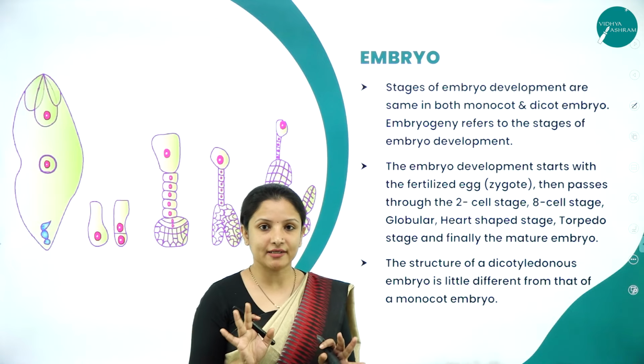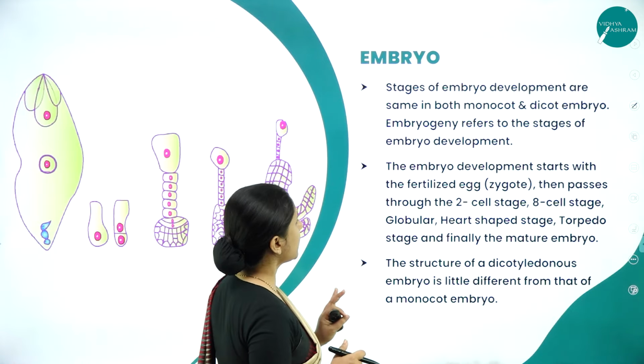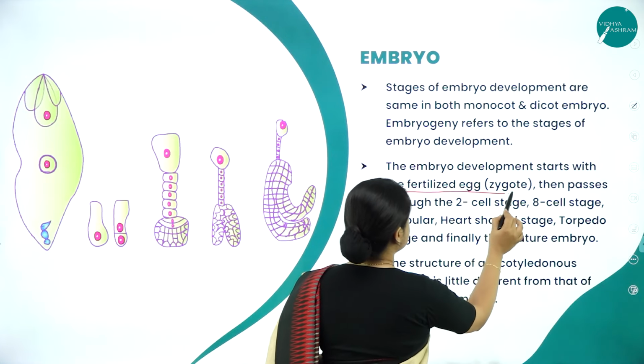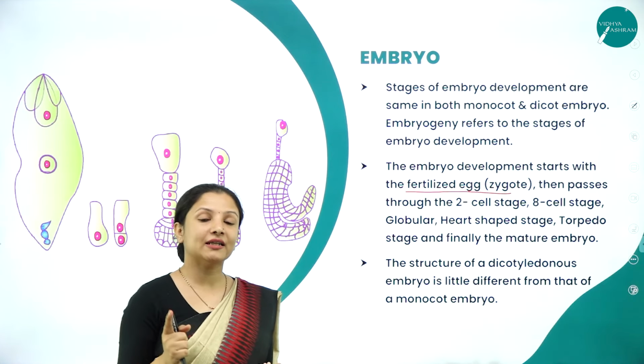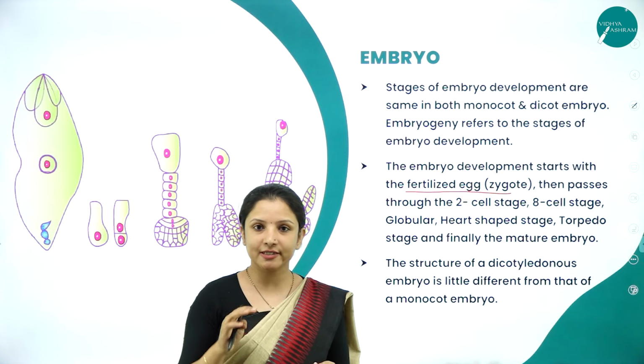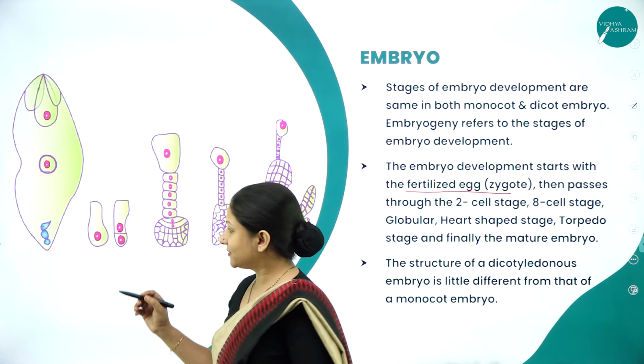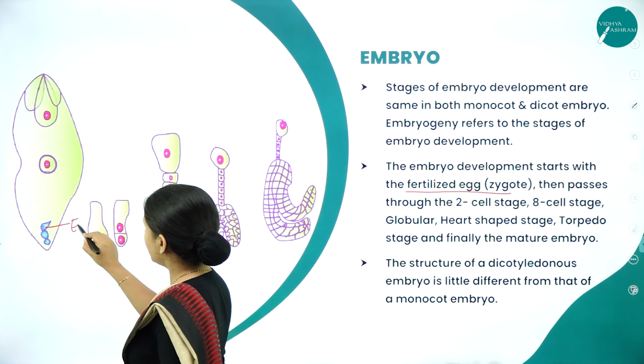Only the structure tends to vary. That's it. So talking about the development starts with the fertilized egg. Okay, so what happened? Fertilized egg means along with the synergids in the micropylar cell, there was one egg cell, no? There was one egg cell. So say for example, if this is the egg cell.